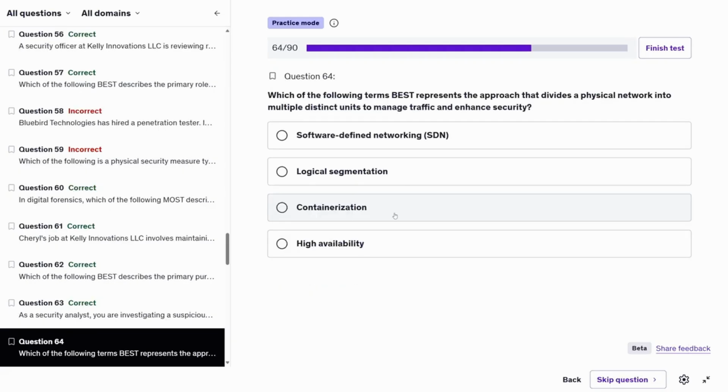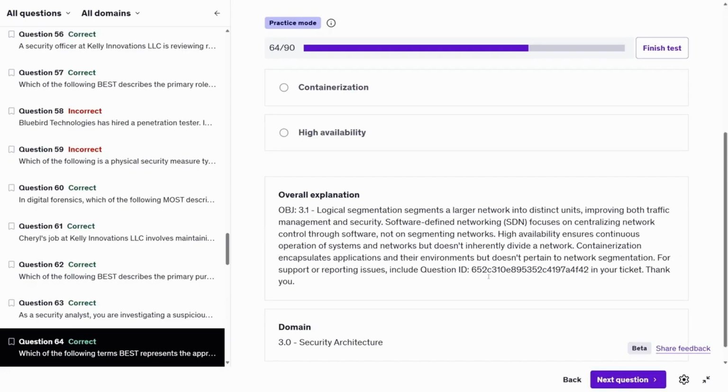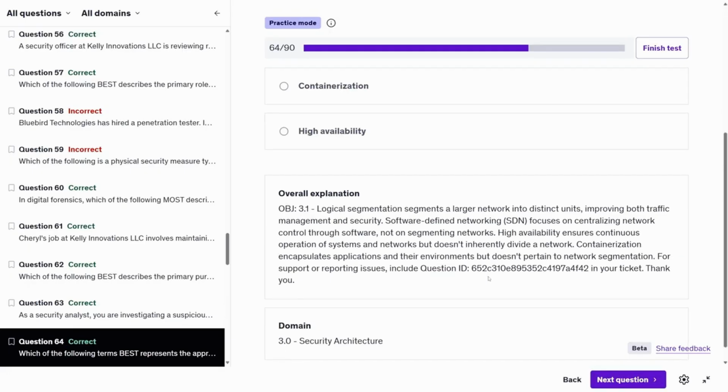Which of the following best represents the approach that divides a physical network into multiple distinct units to manage traffic and enhance security? This one here is kind of in the name. It is logical segmentation. Logical segmentation segments a larger network into distinct units, improving both traffic management and security.